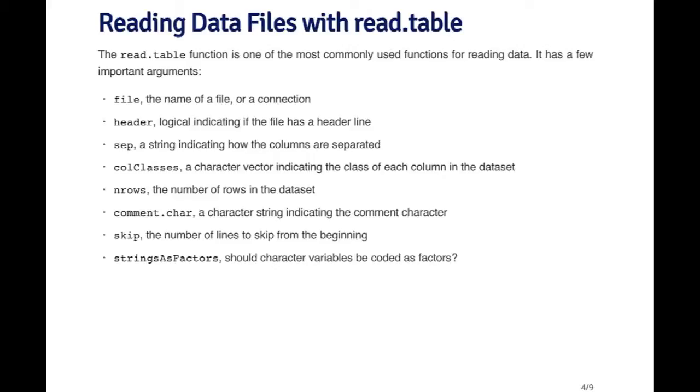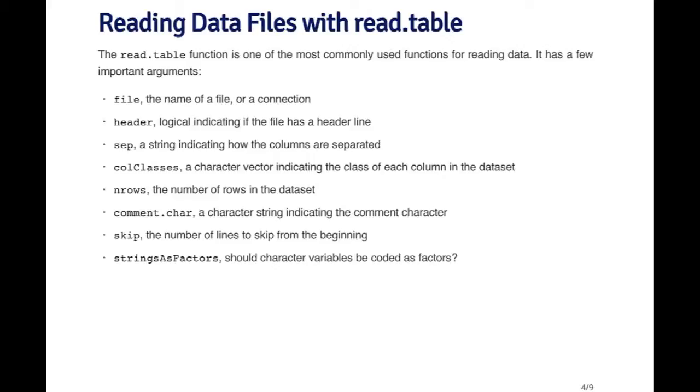comment.char is the character string that indicates the comment character. The default, for example, is the pound symbol, and anything to the right of that symbol is ignored. You can specify other characters to be comment characters, and the lines of the file that begin with that comment character will be ignored. skip is the number of lines to skip from the beginning. Sometimes there may be some header information or some non-data region at the beginning of the file, and you want to skip right over that. So you can tell the read.table function to skip the first 10 lines or the first 100 lines, and then only start reading data after that.